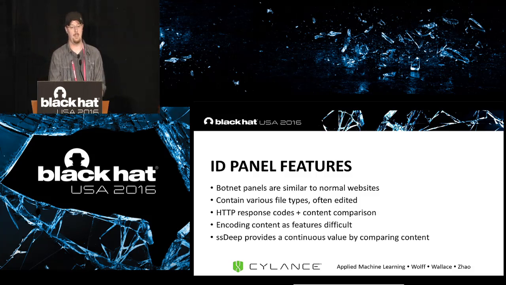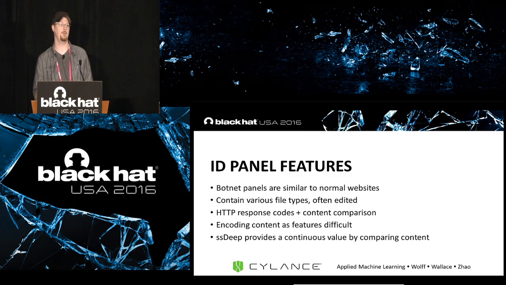So the features for ID panel are actually a bit different than most other projects I've worked on for machine learning. Essentially what we're looking for is a combination of HTTP response codes as well as comparing the content that's returned, because we want to be able to identify a result coming from a web request and combine it with the same response code for that same request. And encoding content can be difficult for these kind of features because you don't want to store the content for everything that you've seen and then do the whole comparison.